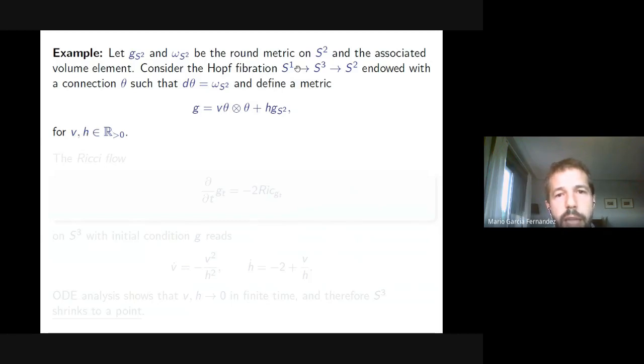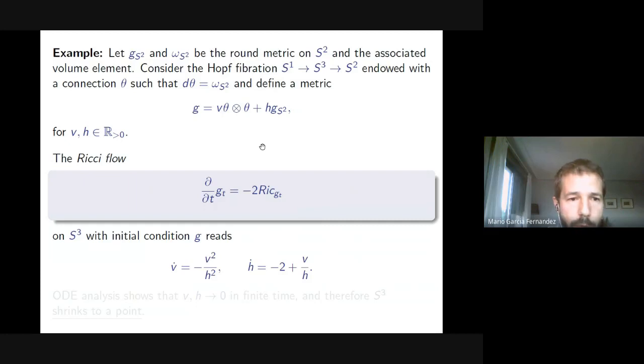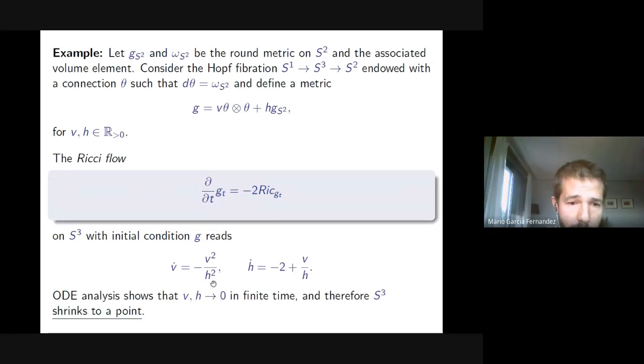Okay, so this V is rescaling the circles on the Hopf fibration. So let's say that we try to solve Ricci flow with this ansatz. If you write down explicitly what Ricci flow is, then this transforms into this system of ODE. And then you can show that B and H go to 0 in finite time, and this S3 is shrinking to a point. Okay, this is a slight generalization of the example that we showed before in the case of the 3-sphere, where I'm rescaling differently the base and the fibers with respect to the Hopf fibration structure.